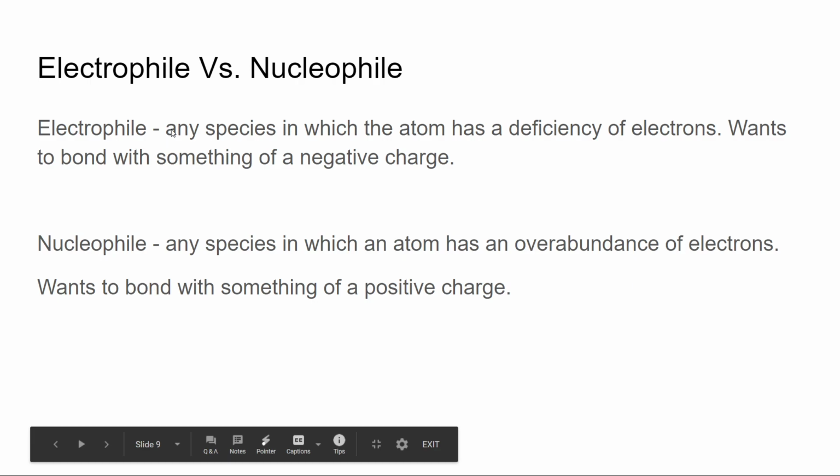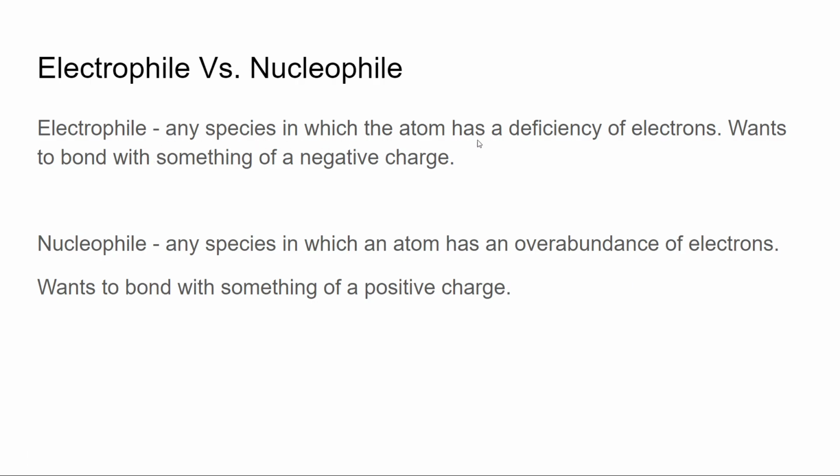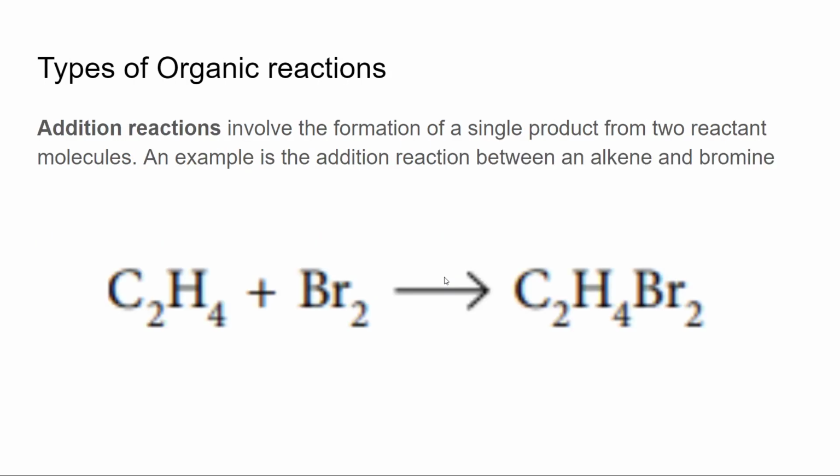So an electrophile, any species in which the atom has a deficiency of electrons, wants to bond with something of a negative charge. A nucleophile, any species in which an atom has an overabundance of electrons, wants to bond with something of a positive charge.